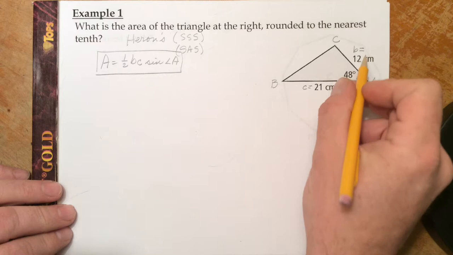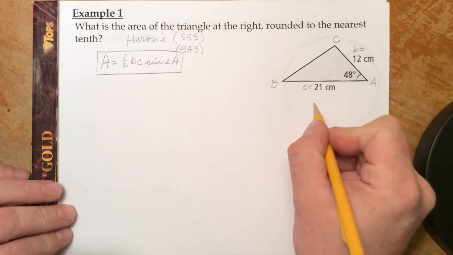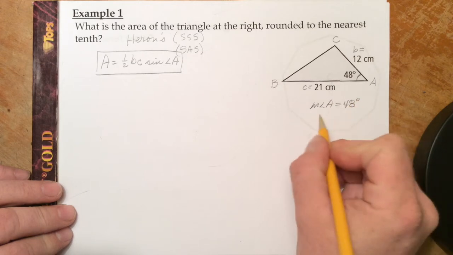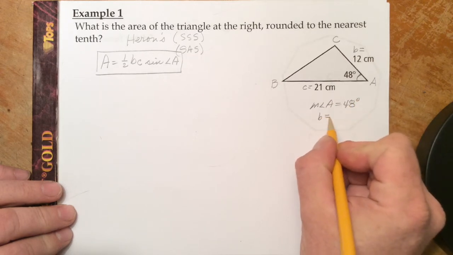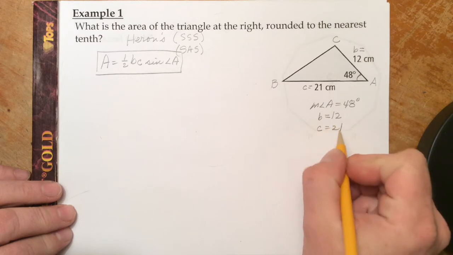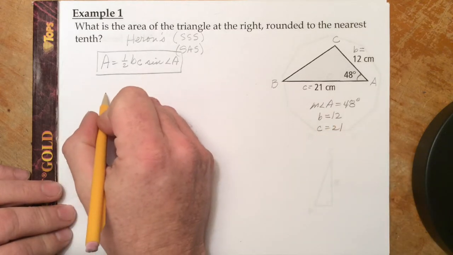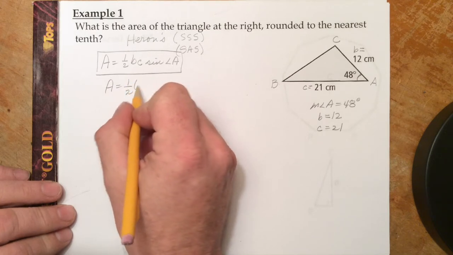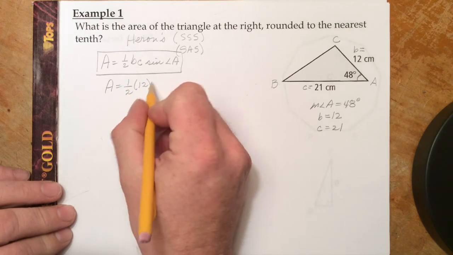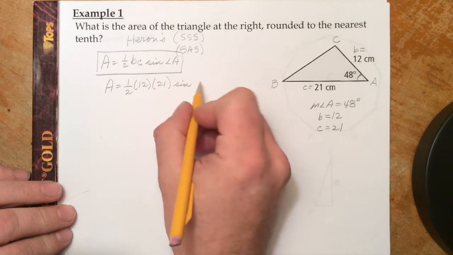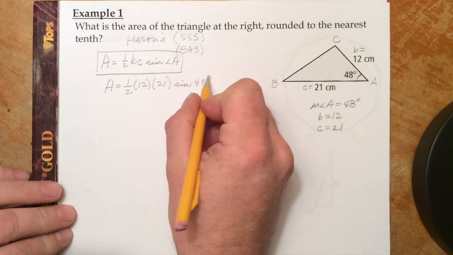So using these values, we have the measure of angle A is 48 degrees. We have b, the length is 12 centimeters, and the length of c is 21 centimeters. Using the formula, we have the area equals 1/2 times b, which is 12, times c, which is 21, times the sine of angle A, which is 48 degrees.